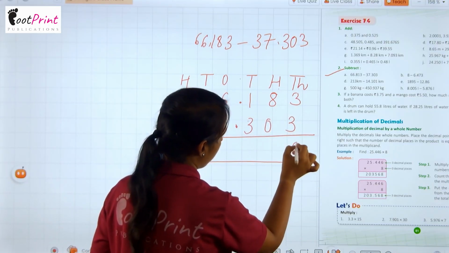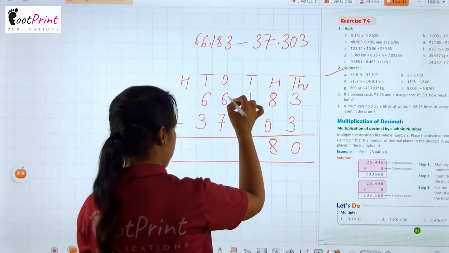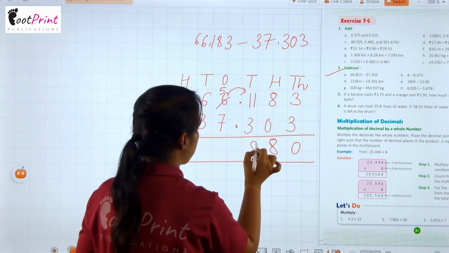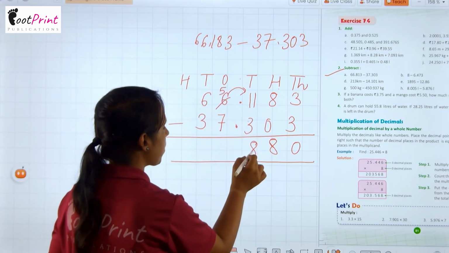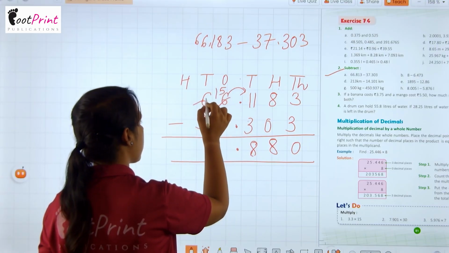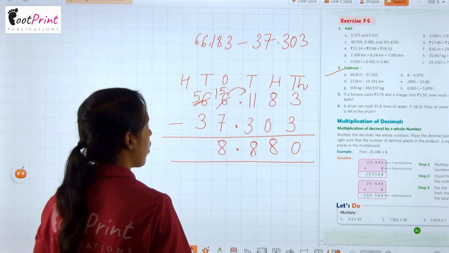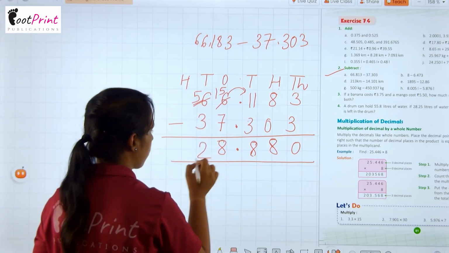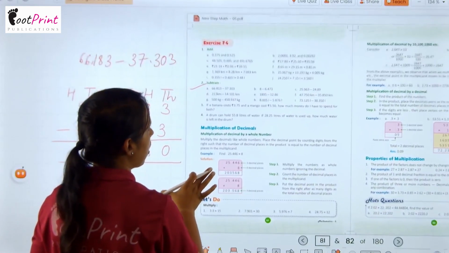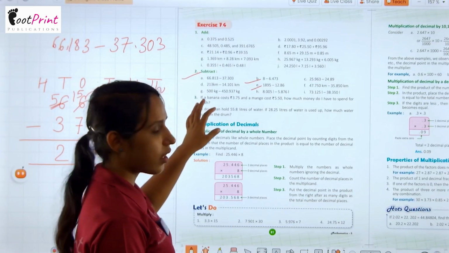3 में से 3 गया 0, 8 में से 0 जाएगा 8, and now subtracting, 1 में से 3 नहीं जा सकता तो ये कैरी लेगा, so it will become 11 and this will be 5. So 11 minus 3, 11 में से 3 गया 8. Now in the whole part, here we have 5 में से 7 नहीं जा सकता तो ये कैरी लेगा और ये हो जाएगा 5. So 15 minus 7 करेंगे तो 8 and 5 में से 3 गया 2. So our answer will be 28.880. Okay. So here more questions are given. Just like that you have to subtract all the given numbers.